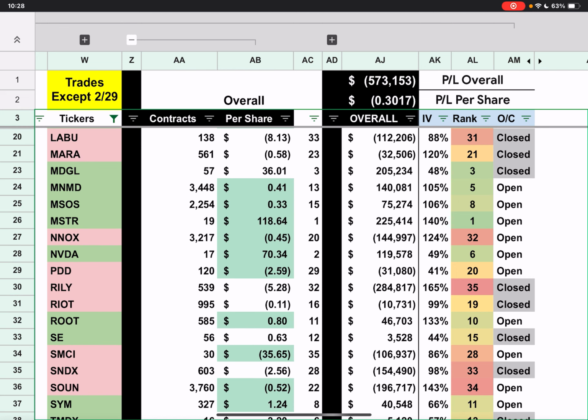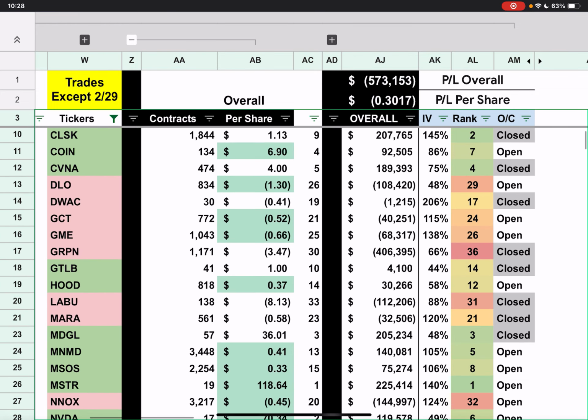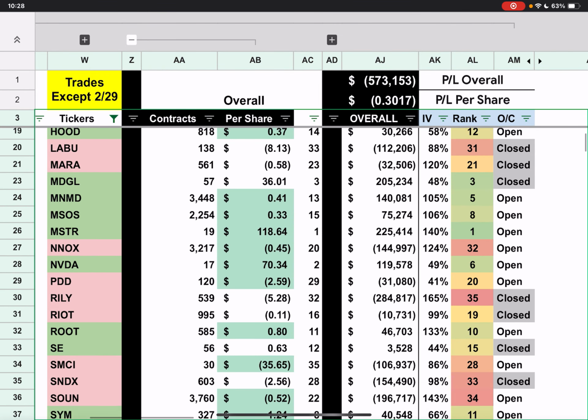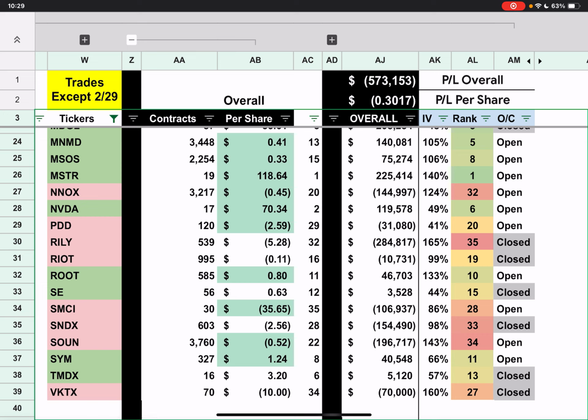Of course, if we look by overall, we already know that MicroStrategy was number 1 overall. Number 2 is NVIDIA with $70 a share. And then number 3 was still that pharmaceutical company at $36 a share. Now, if we look at the bottom, somewhere we had 30 something. Sorry, I know I'm scrolling through here now. Okay, well, there's 35. It's harder without the color codes. 35, SMCI with negative $36. And 34.